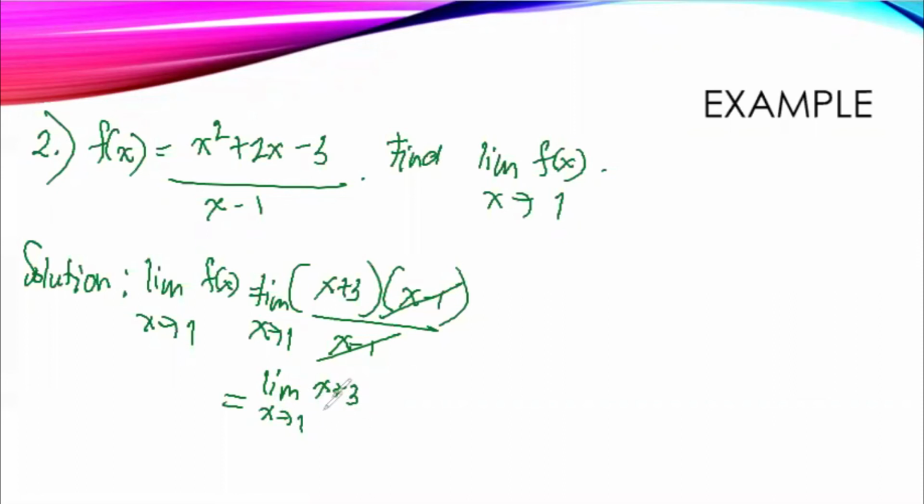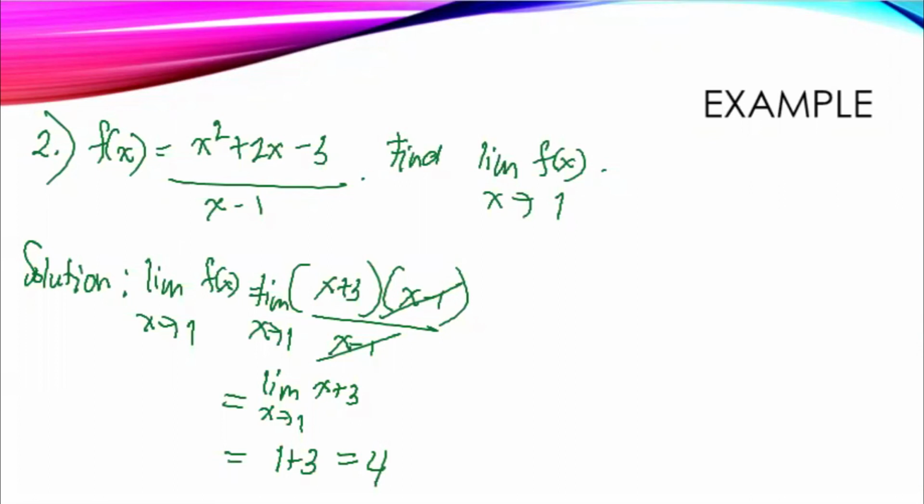So it's easier now to find the limit of x plus 3 since this is linear. We just simply substitute 1. So 1 plus 3 is equal to 4. Therefore, the limit of f of x as x approaches 1 is equal to 4. And again, using the numerical investigation, you can also check if our answer is correct.